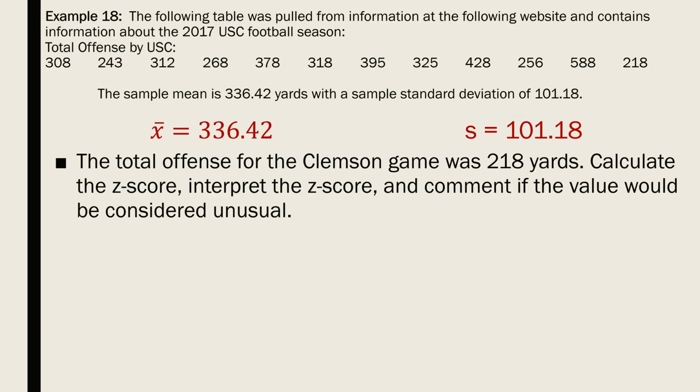In this example, I will show you how to calculate z-score. The first step is to calculate the sample mean. You should verify by yourself that the sample mean is 336.42 and the sample standard deviation is 101.18. Let's assume total offense for the Clemson game was 218 yards. Let's calculate the z-score.